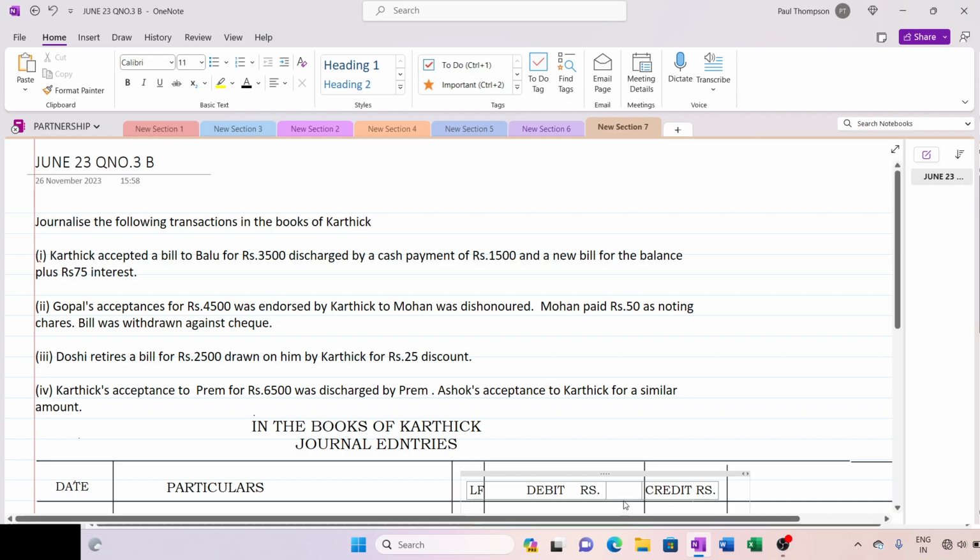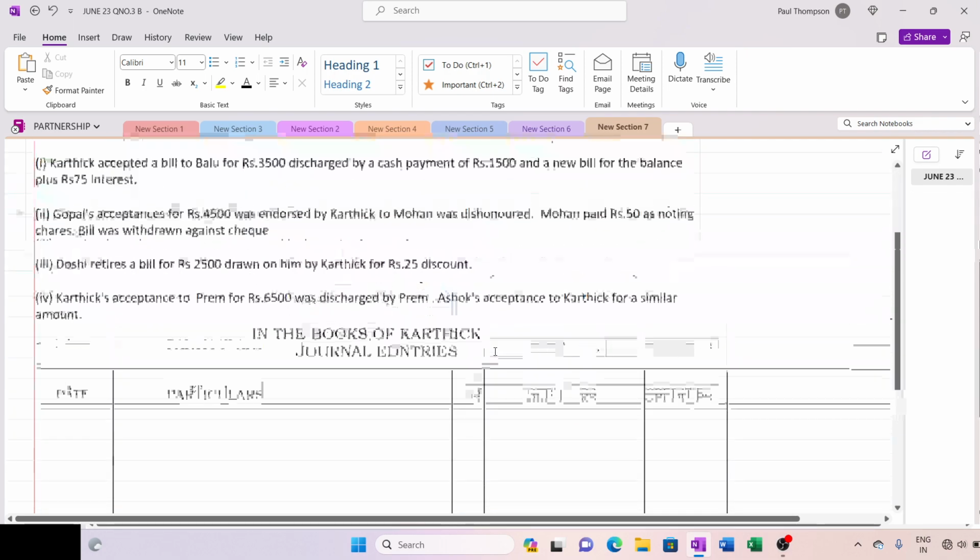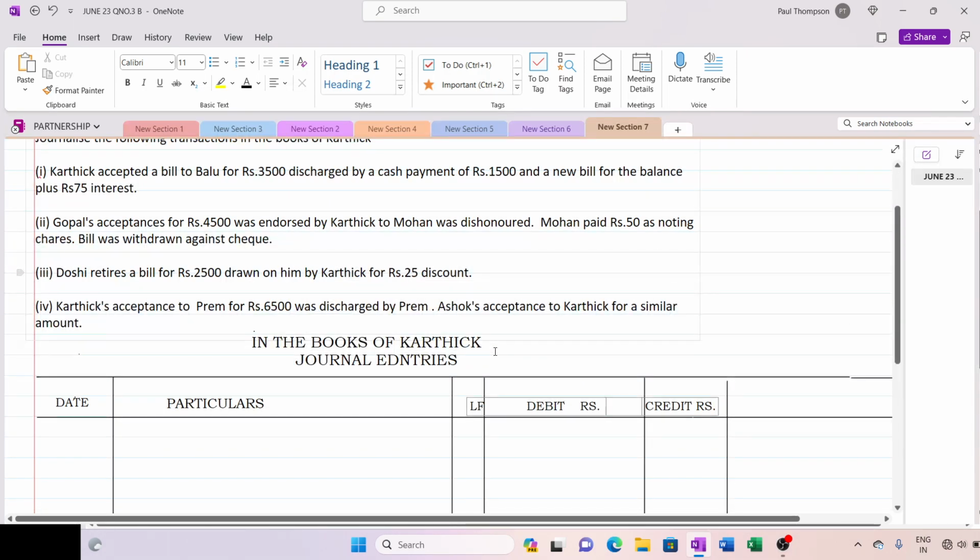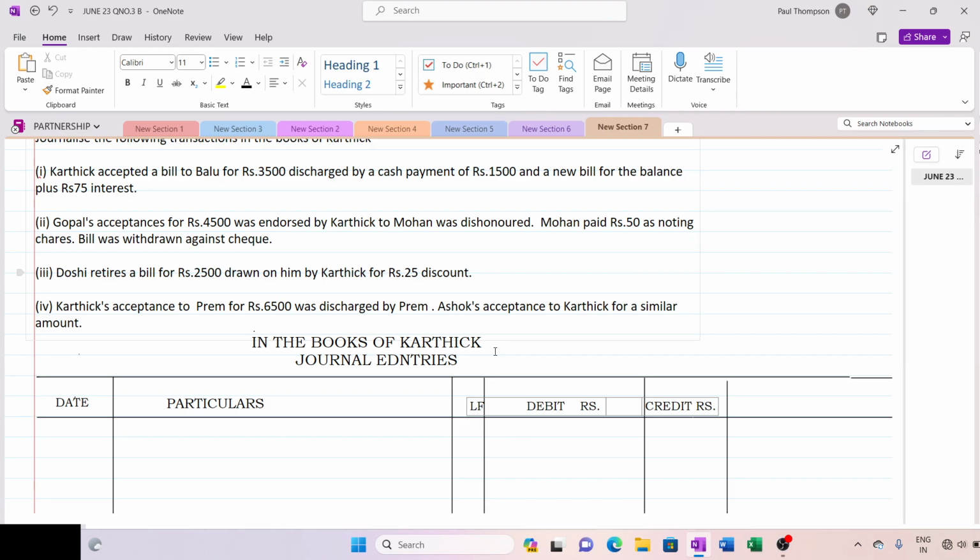So first one we will go one by one. So first one is Karthik accepted a bill. Karthik accepted a bill means the payment has to be made by Karthik. So it is a bills payable for Karthik. And now what he did, he discharged it, not the full amount, only 1,500. It means that the earlier bill was dishonored. You can make a dishonor and then write another entry, or you can combine both and make one entry.